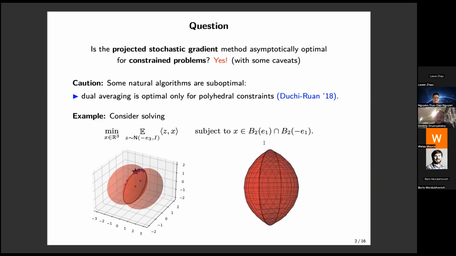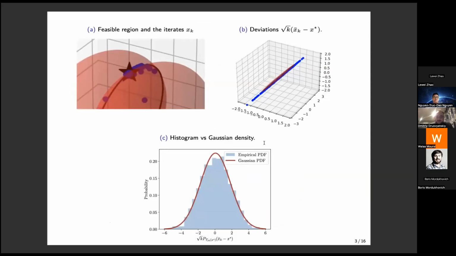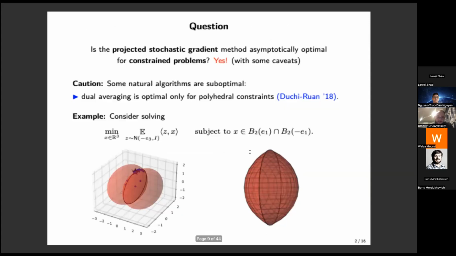Now what happens if I apply the projected stochastic gradient method? The projected stochastic gradient method just samples z, walks in the direction of that z, in fact minus that z, because that's the gradient of the objective, and then projects back onto the pillow.